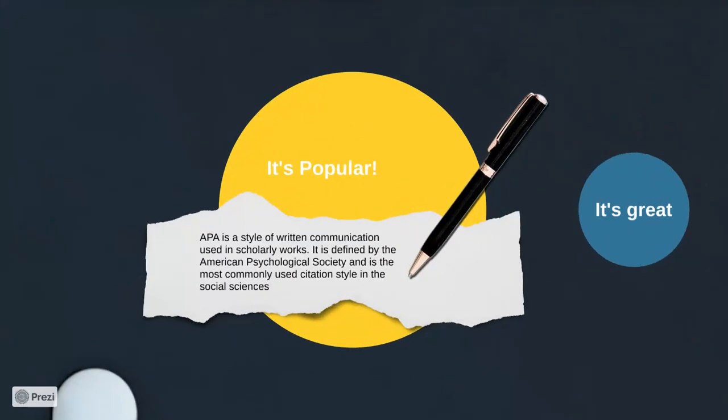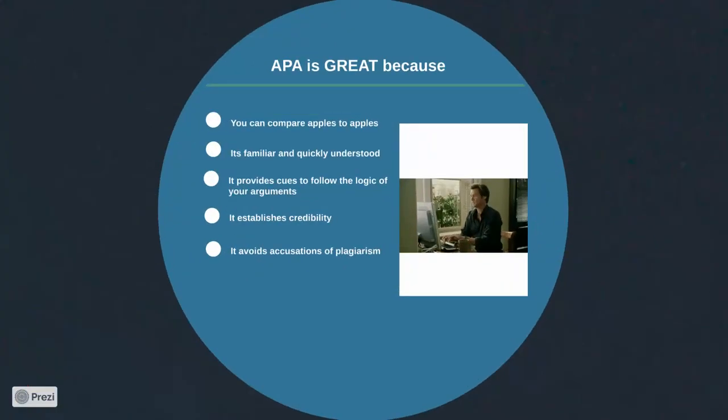It's commonly used for citing sources within the fields of behavioral and social sciences, which make it well suited for the design disciplines. Design and psychology have a lot to do with each other. Some of the reasons that APA is great include: when everything uses the same format, it's easy to contrast and compare. APA is popular, as we said, so it's well known and therefore it's easy to recognize and understand.